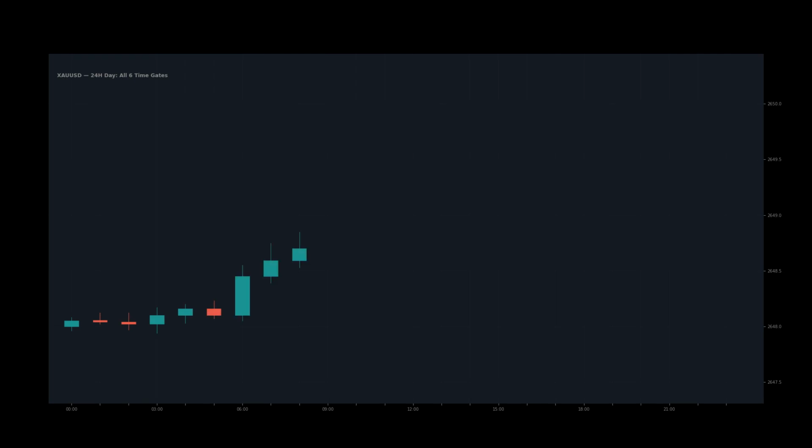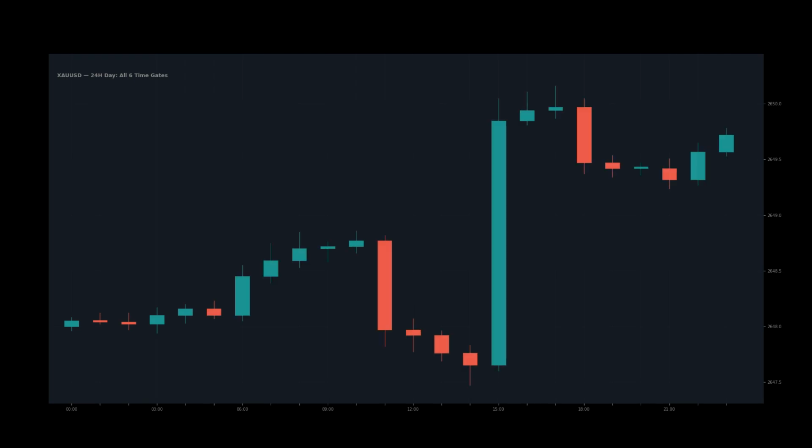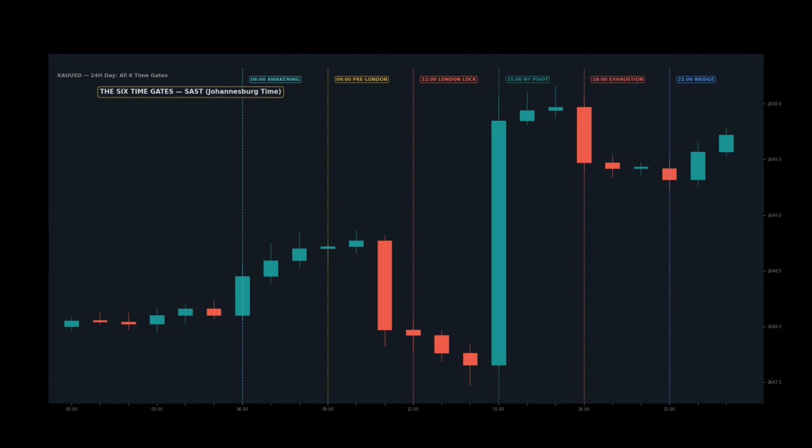Here is a complete 24-hour day on XAUUSD. The 6 time gates are marked. 6 a.m. awakening at the European pre-market, 9 a.m. pre-London, 12 p.m. London lock, 3 p.m. New York open, the highest probability gate, 6 p.m. exhaustion, and 8 p.m. the flip candle.